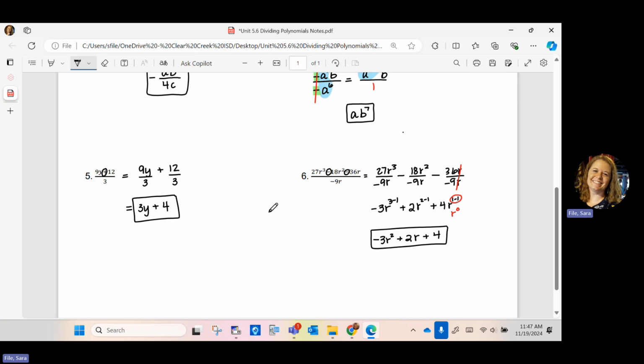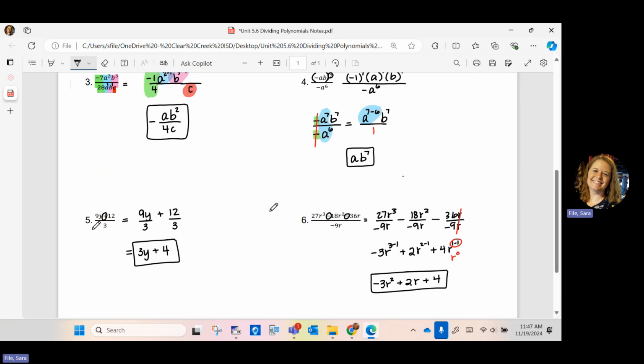Okay, so different types of dividing depending if there's plus or minus signs separating multiple terms in your numerator. Okay, so be careful with these. So I'm going to pass out the practice for this and go over which problem numbers are assigned to you for 5.6. So let me get that passed out to everybody.